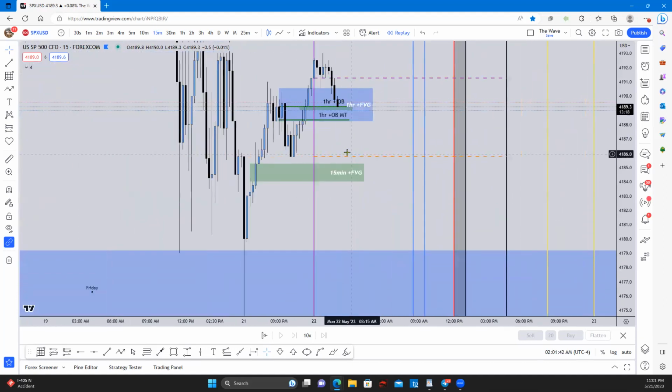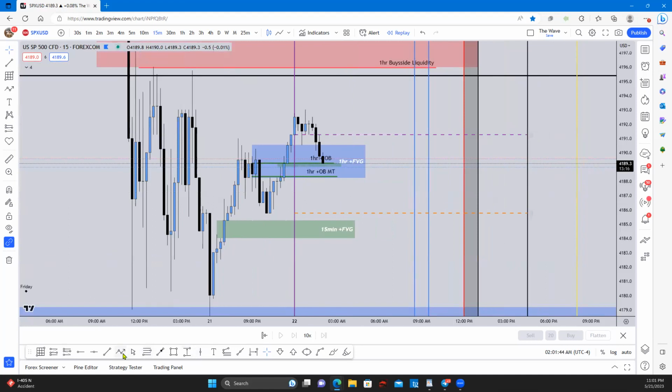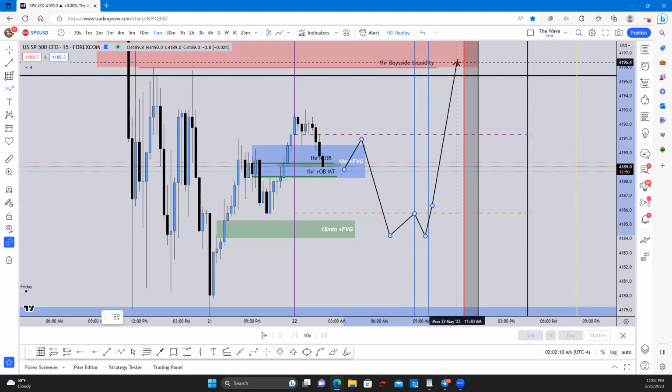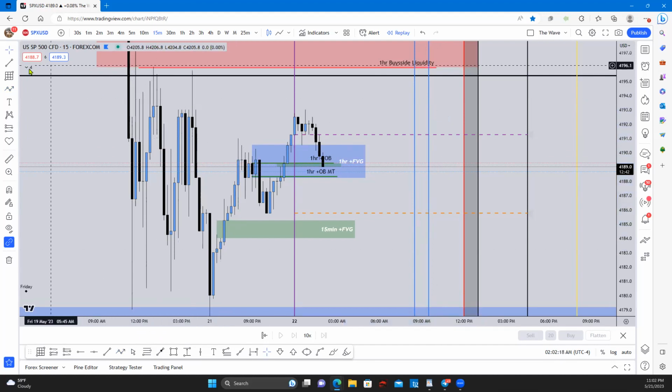So we could see price maybe bounce off of here, head back up to midnight and then trade down into this area for New York. Then possibly we could see maybe bearish, or we could head for this 1-hour buy side or these highs here off of the 15-minute. So a couple different plays here.